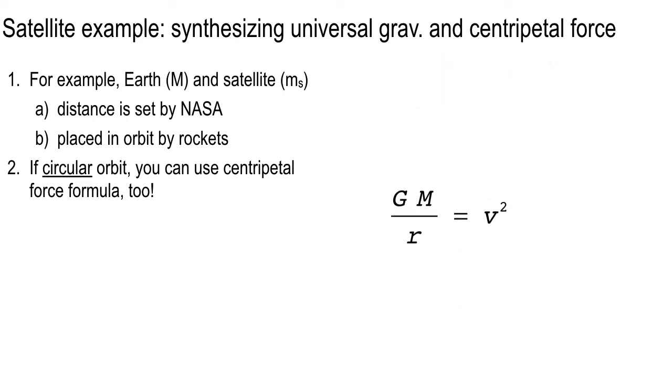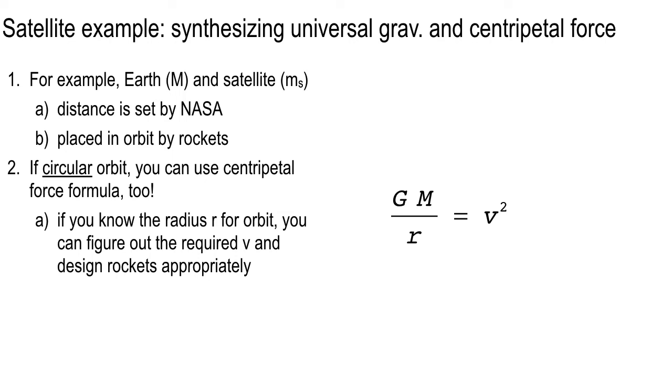All right, so let's get this thing up here to the middle now. And let's do a couple examples. Let's say that you know the radius R of the orbit that you want your satellite to travel. If you know you want it at a certain distance from the center of the Earth, R, then you can figure out the required V. Look at that formula. If I say R equals 7,000 kilometers, I can figure out V. If I say I want V equal to 2,000 meters per second, I can figure out R. Just plug it in and solve for R.